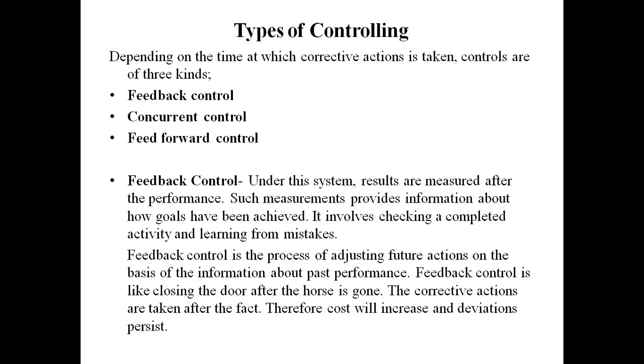For example, by monitoring complaints from discharged patients about billing errors, a hospital can learn about problems in the billing process. Therefore, correction occurs after the event. Feedback control is the process of adjusting future action on the basis of the information about past performance. It is not possible to go back and correct the past performance. Feedback control is like closing the gate after the horse is gone. The corrective action is taken after the fact. Therefore, costs tend to increase and deviations persist.